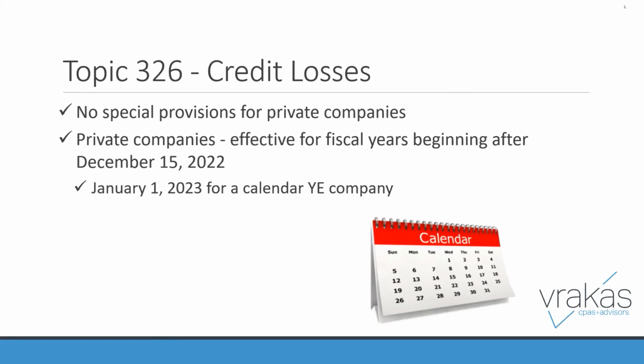Effective for fiscal years beginning after December 15th, 2022. So again, for a calendar year company, it would be January 1, 2023. So next in 2022, you're going to be adopting leases, and in 2023, you will be adopting CECL.